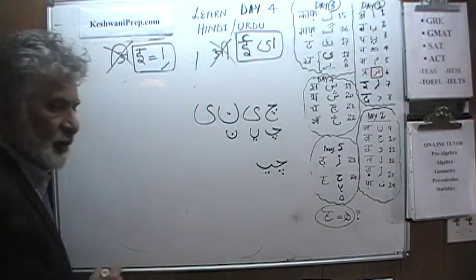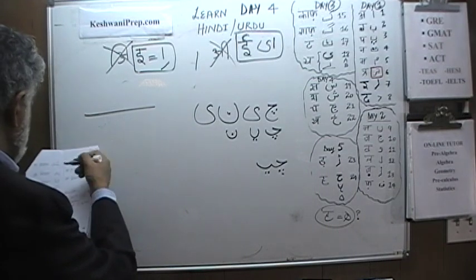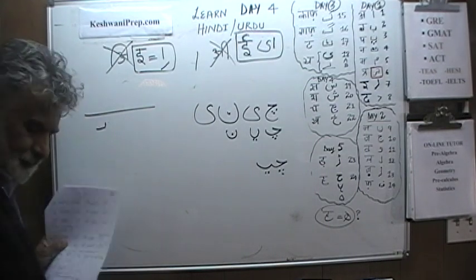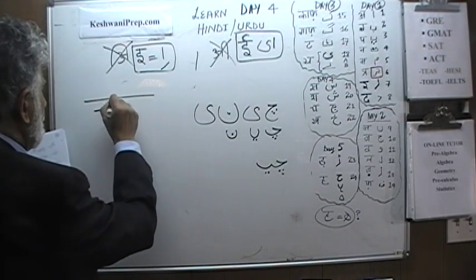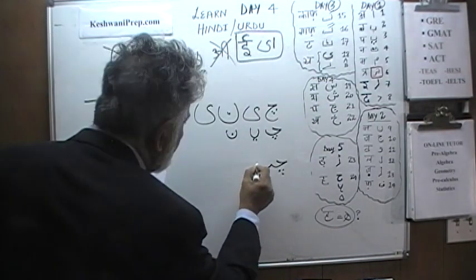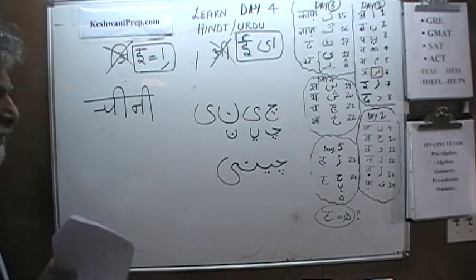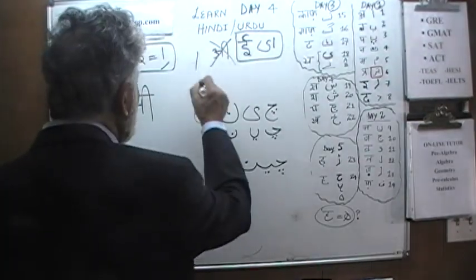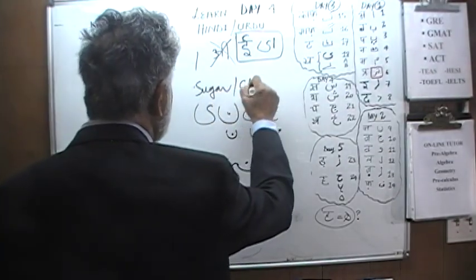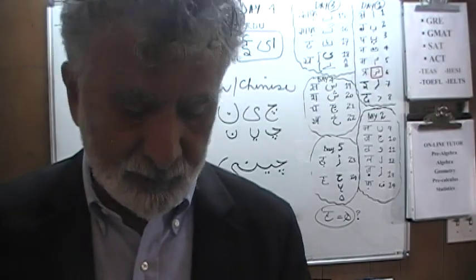Chi, so that's the first one. It has a choti ye, which means it's a badi ki matra. Chi. And then noon. And the choti ye. Chini. Chini. What does that mean? Chini. It has two meanings. Chini can mean sugar. Or it can also mean Chinese. Because China is called Chin in Hindi and Urdu. And one from China is said to be Chini. Chinese.